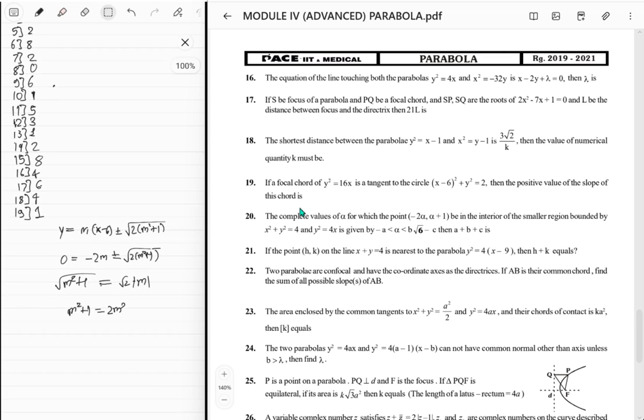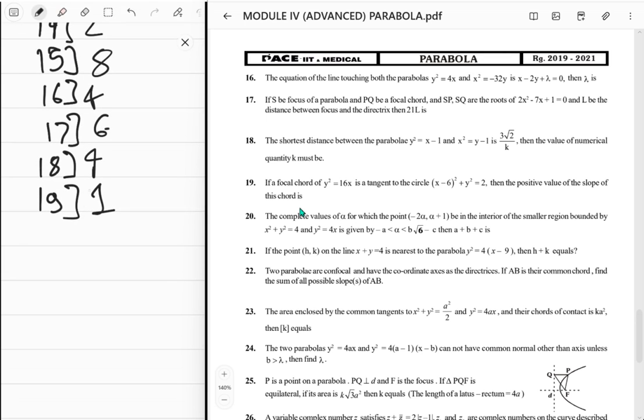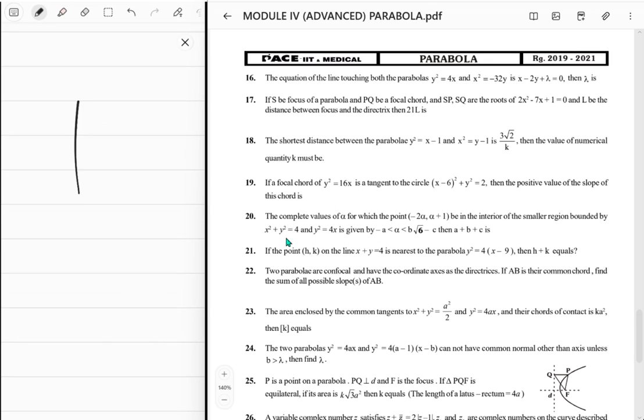Next question, 20. The complete value of alpha for which the point -2 alpha, alpha plus 1 is in the interior of the smaller region bounded by x squared plus y squared equals 4 and y squared equals 4x. So this is at 1 comma 0, and the circle has radius 2. The smaller region, you mean this region, right? We want this point to be inside this region. So it must be inside the circle and inside the parabola.